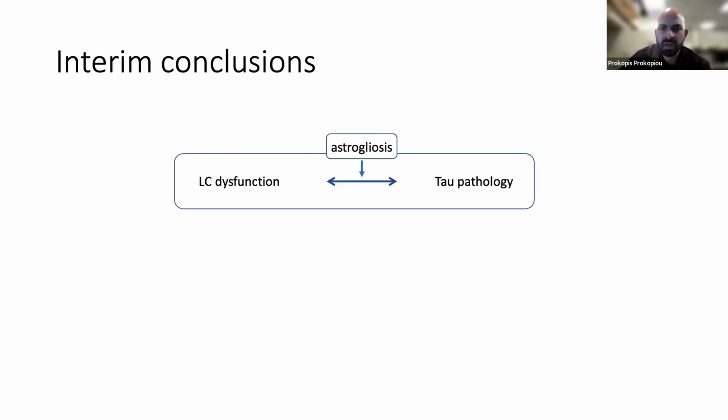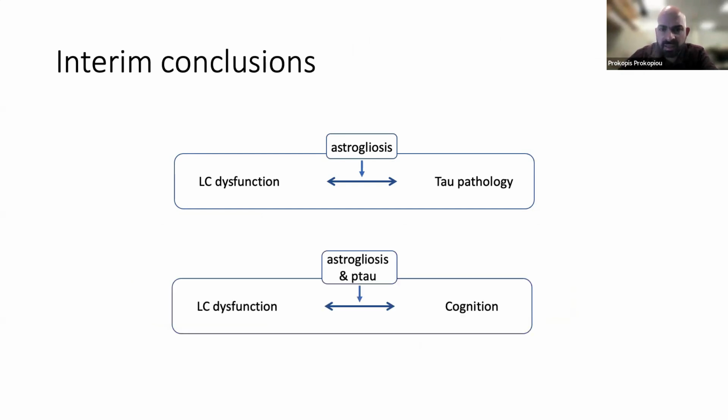Okay, so in conclusion, here we found that astrogliosis exacerbated the effects of locus coeruleus dysfunction on tau. And we also found that LC dysfunction, as reflected by decreases in LC cortical functional connectivity, was associated with cognitive decline, particularly in individuals with elevated astrocyte reactivity and plasma tau. And this suggested that the synergy between AD pathology and astrogliosis may compromise brain integration, which is very important in cognition, as demonstrated in previous animal and human imaging studies.